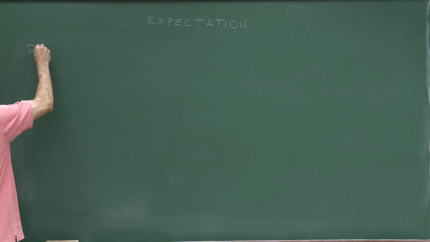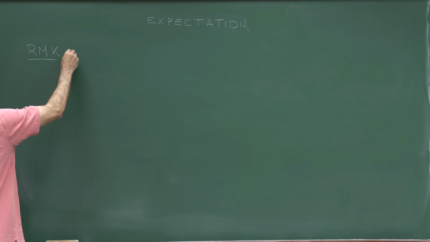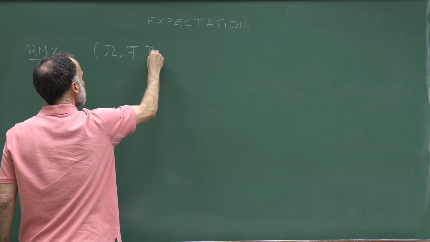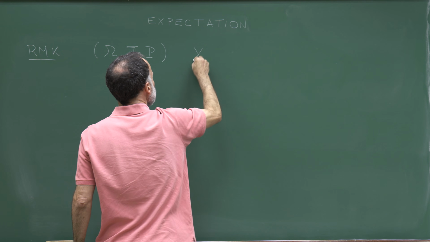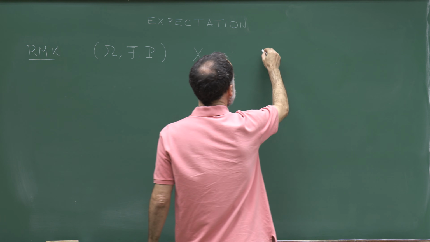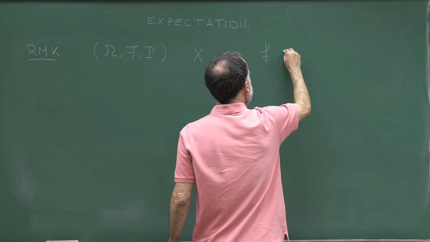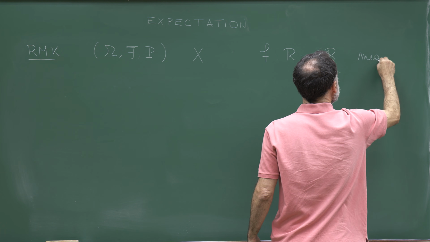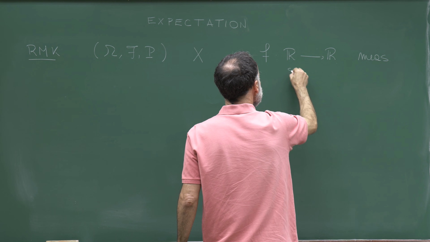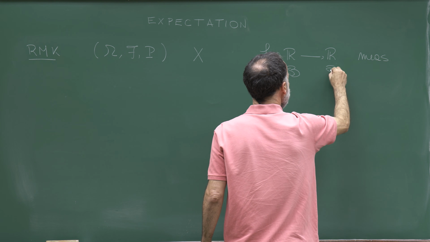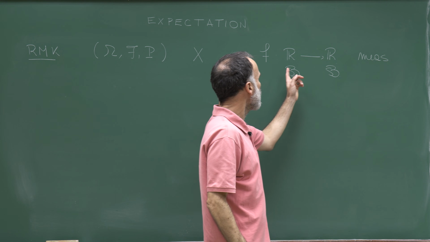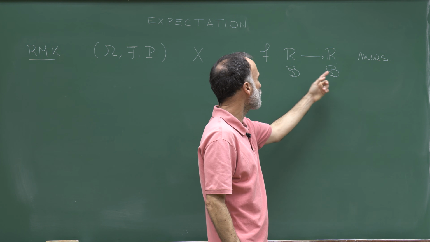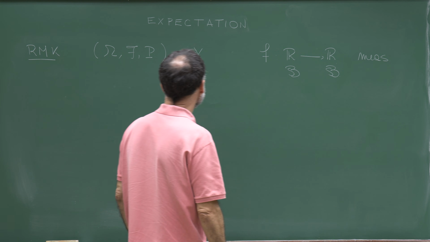Now let me make a comment. So assume that there is a measure space and that we have a random variable defined on this measure space, and that we have a function from R to R which is measurable. And here I will always adopt the Borel sigma algebra. So when I say that f from R to R is measurable, it means that the inverse image by f of any Borel set is a Borel set.